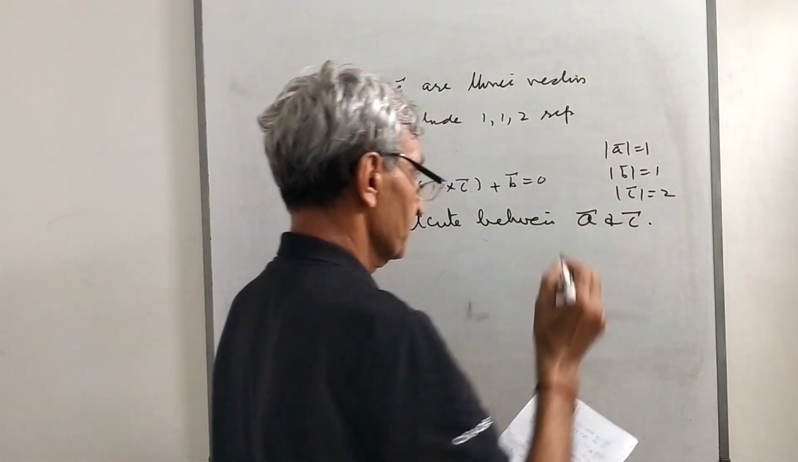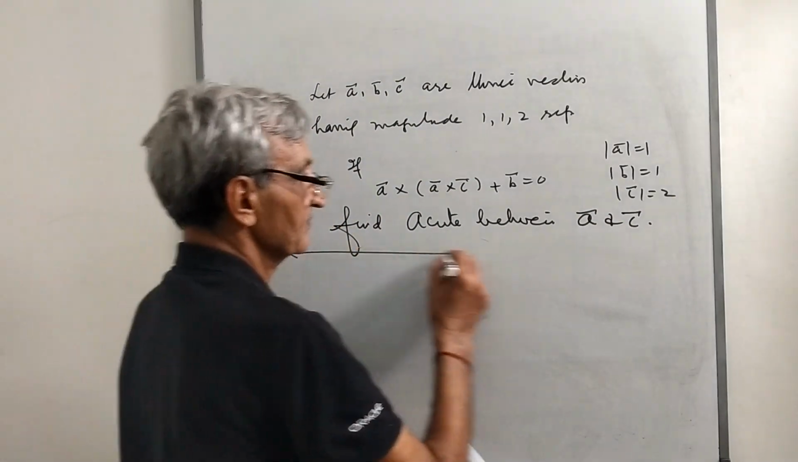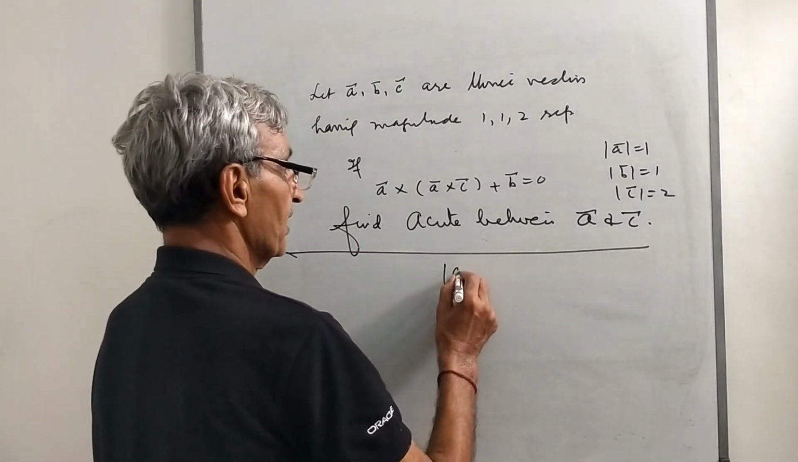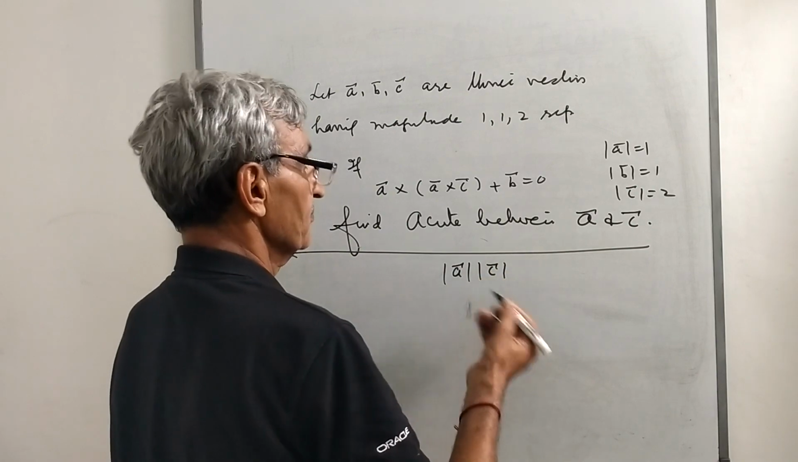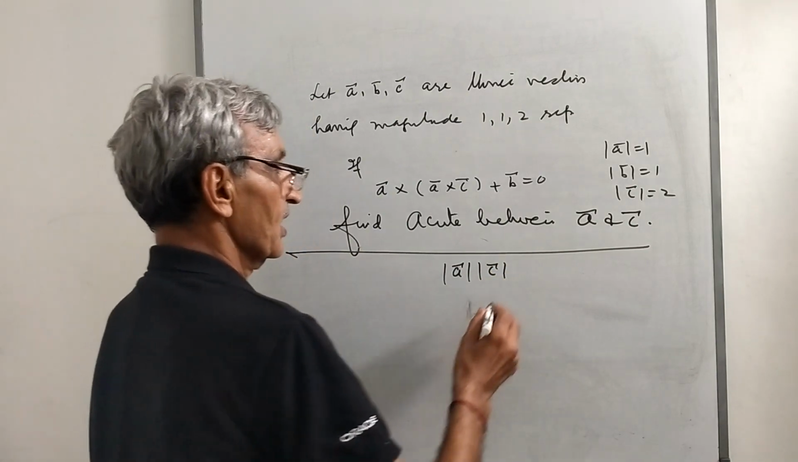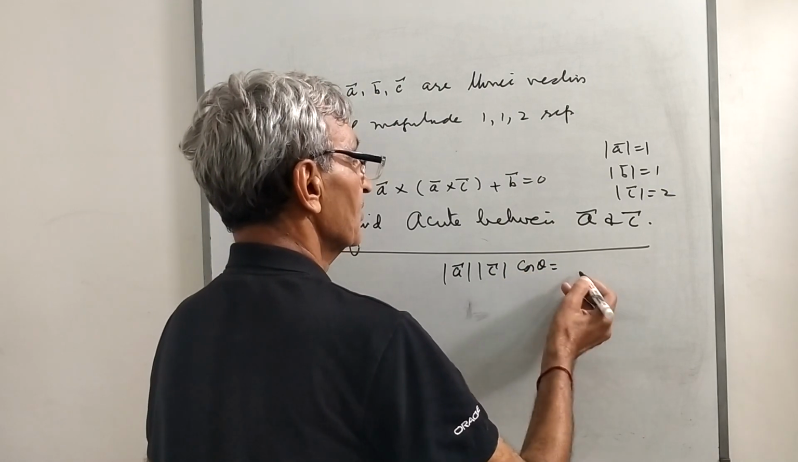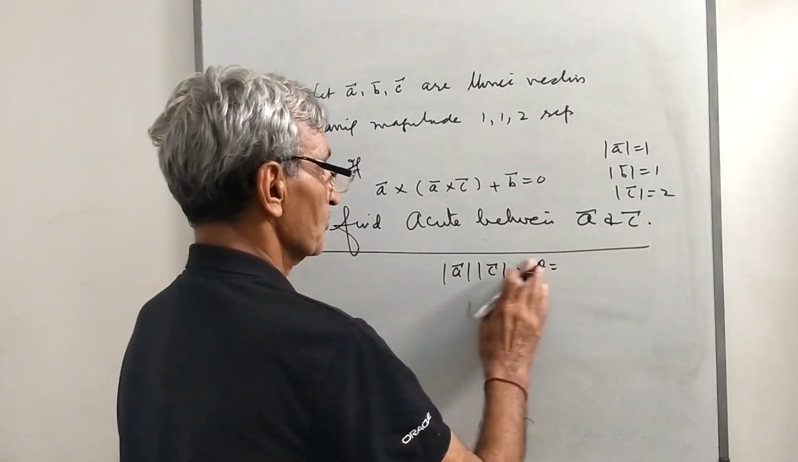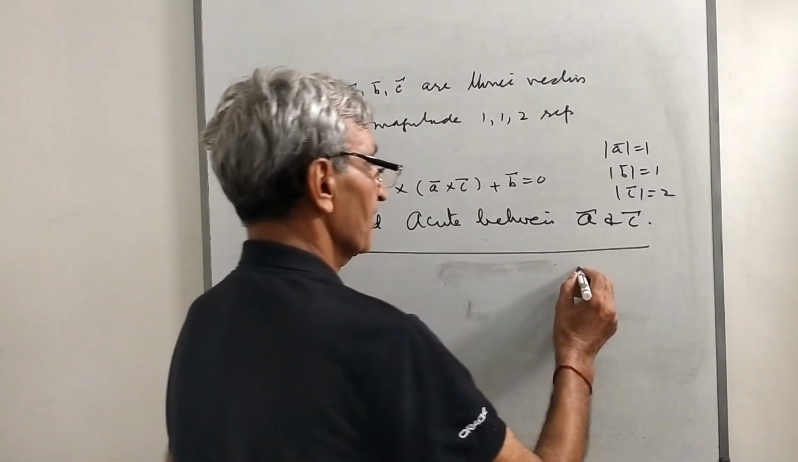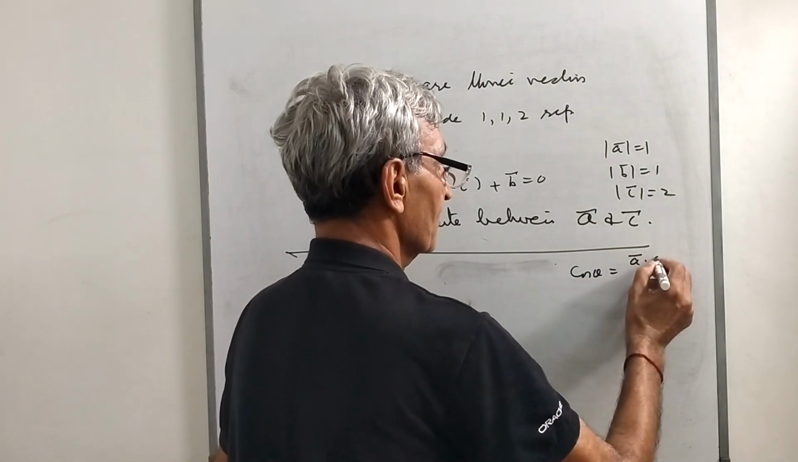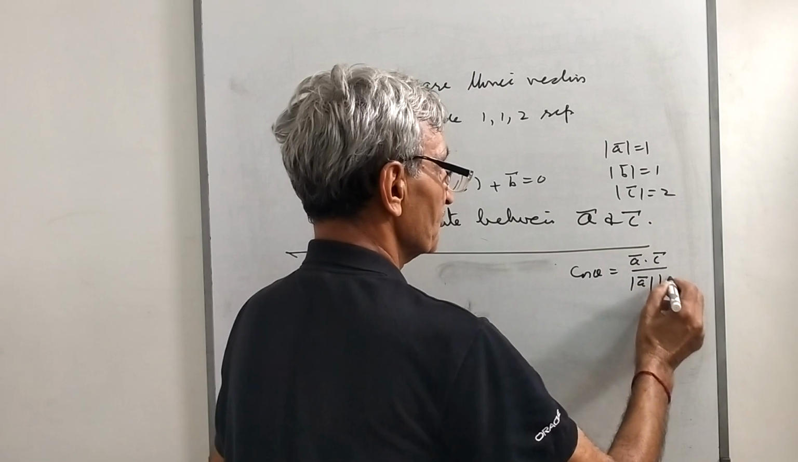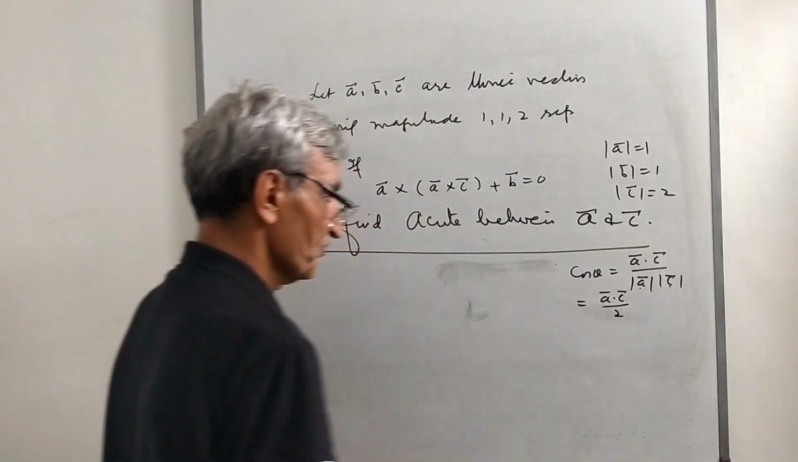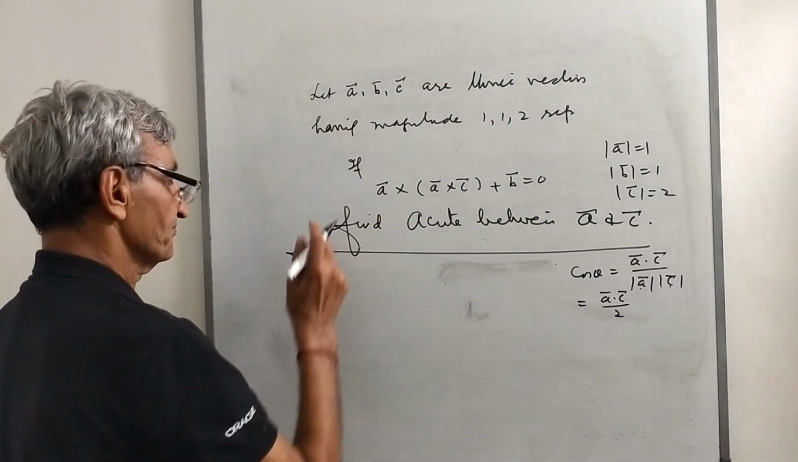This is my question, friends. The angle between A and C. I need the angle between them, so I need cos theta, and for that I need A dot C. Cos theta is equal to A dot C divided by magnitude of A and magnitude of C. This is 1 and this is 2, so A dot C divided by 2. So I need to find A dot C from here.